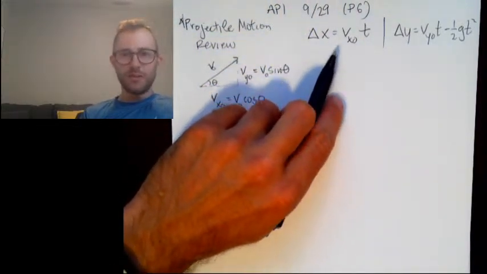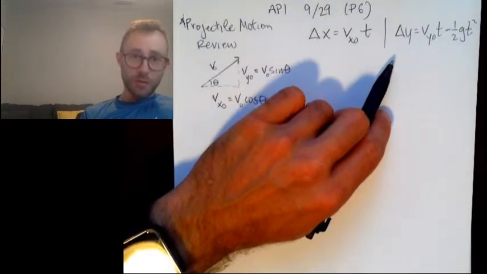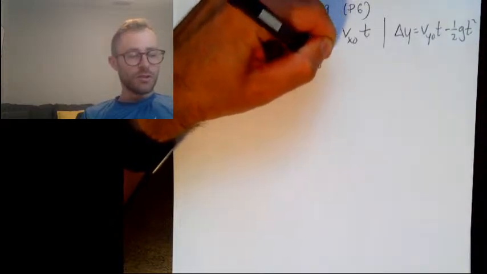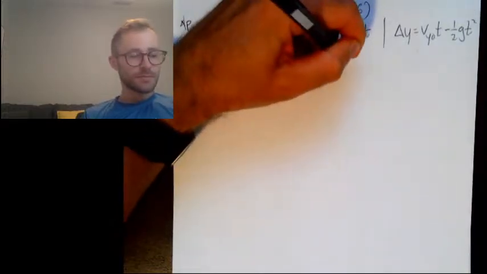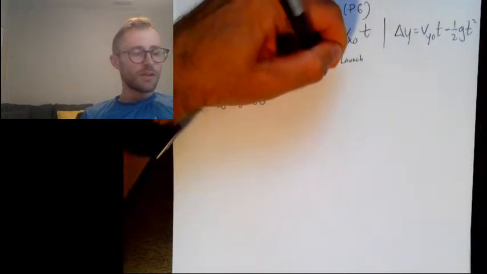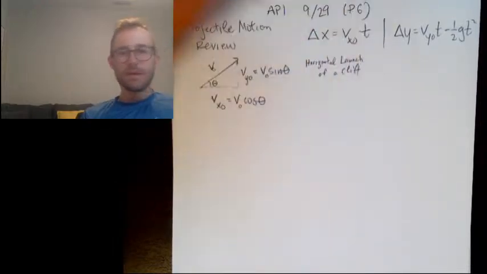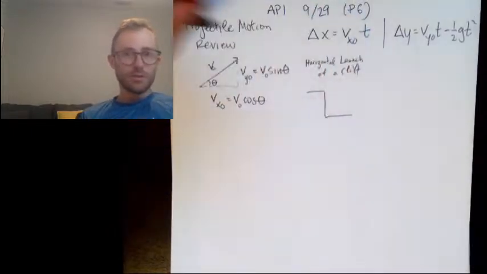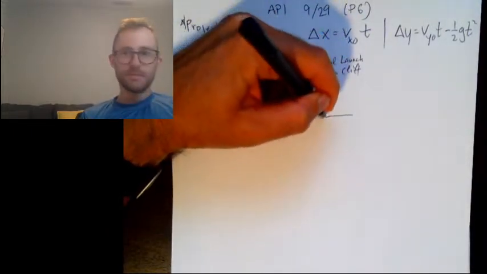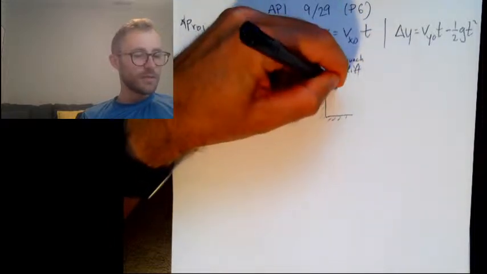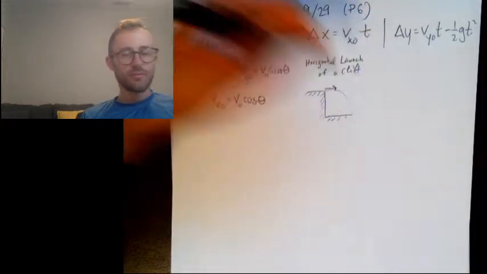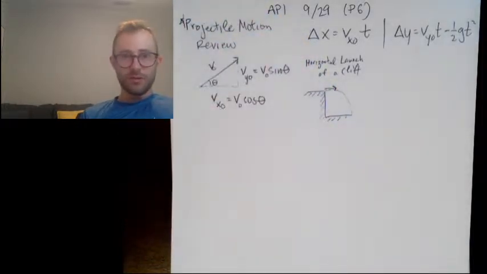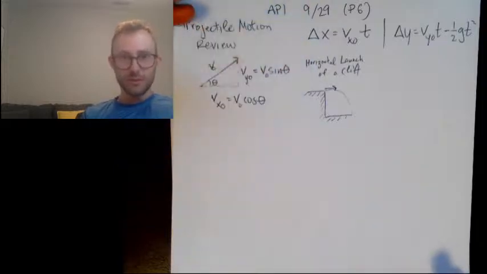Last time we applied these equations to two problems. One of the problems that we applied it to was horizontal launch off a cliff. Okay, so that was the problem where we had the mixtape that was thrown off the cliff like so, and it went like that. And we calculated how far it goes, and then we calculated the distance it goes in that time.